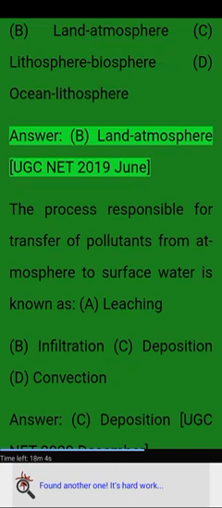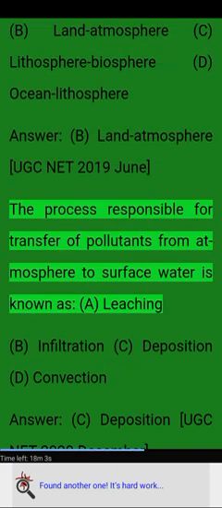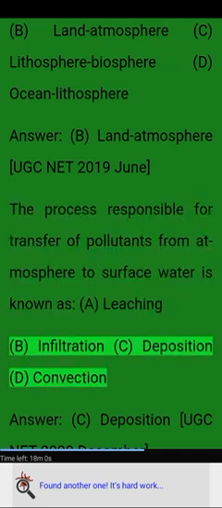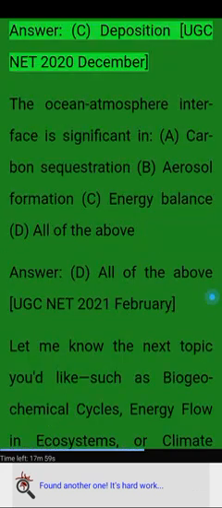UGC NET 2019 June. The process responsible for transfer of pollutants from atmosphere to surface water is known as A. Leaching. B. Infiltration. C. Deposition. D. Convection. Answer: C. Deposition.